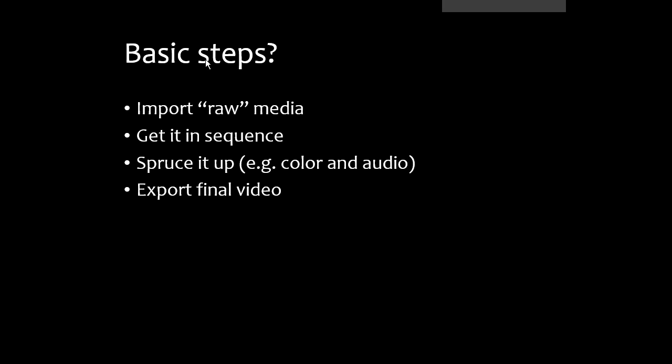The second thing is to get it in sequence. So this is about how you take these different files and put them onto what's called a timeline, and we'll show you how this works. The third thing is to spruce it up. These are different enhancements that you can do on both a video and audio level. For example, with color, you might do color correction where you're able to make the color look better and more vivid.